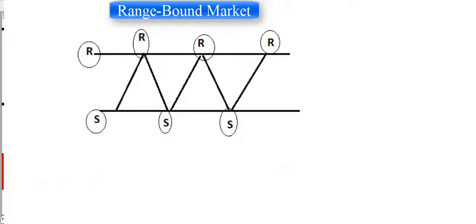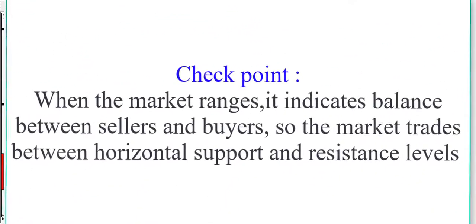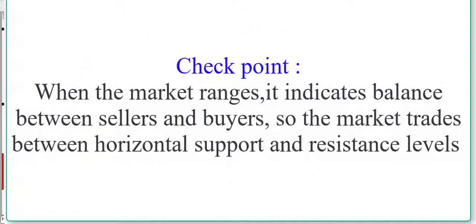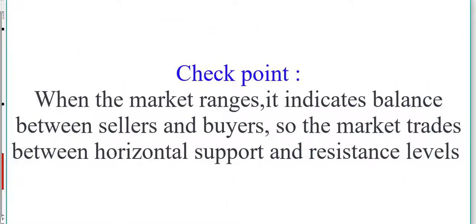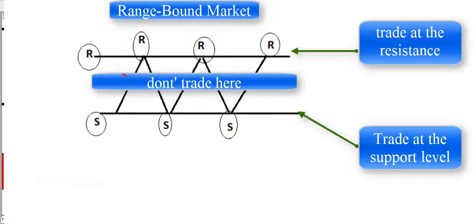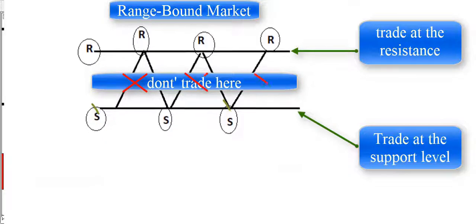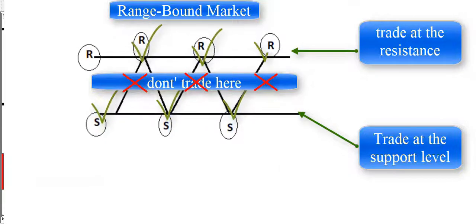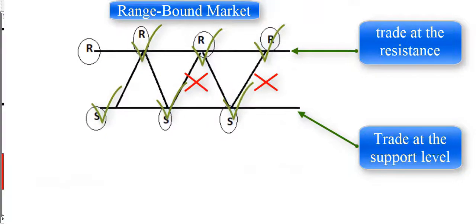When the market ranges, it indicates a balance between sellers and buyers. So the market trades between horizontal support and resistance. And in this trading condition, you can't trade inside the range. You trade either from support or resistance levels. Let me show you a real chart example.